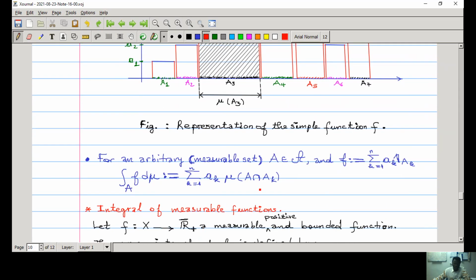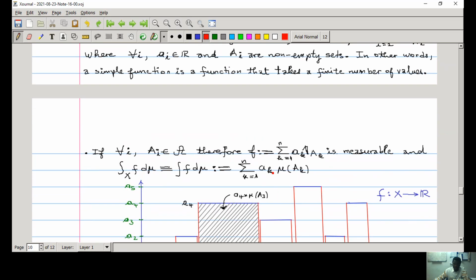All right. Now for an arbitrary measurable set A, we can define the integral of this simple function. Because remember that for this simple function, this integral is on x, right? It's on x.